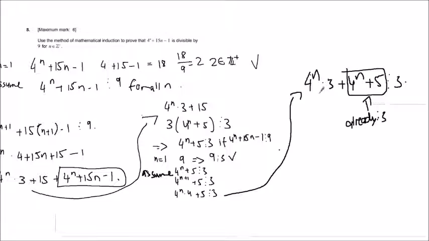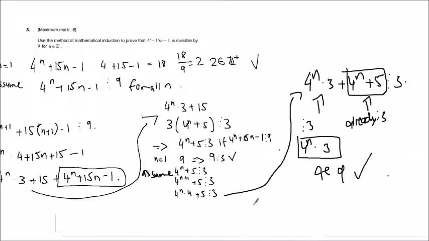And then 4 to the n times 3 is obviously divisible by 3, because it's 4 to the n times 3. So there you go, QED, we've proven that it is divisible by 3. And because we've proven this is divisible by 3, we've also proven that this is divisible by 3, and therefore this is divisible by 9. And the method is proven.